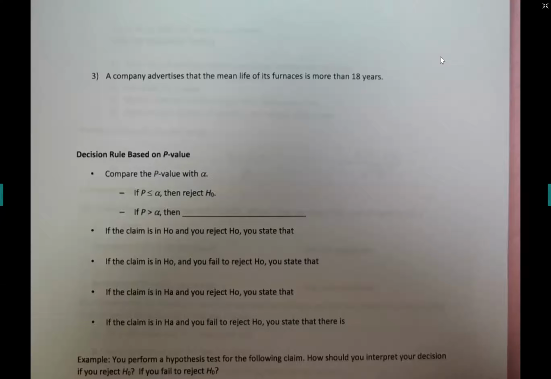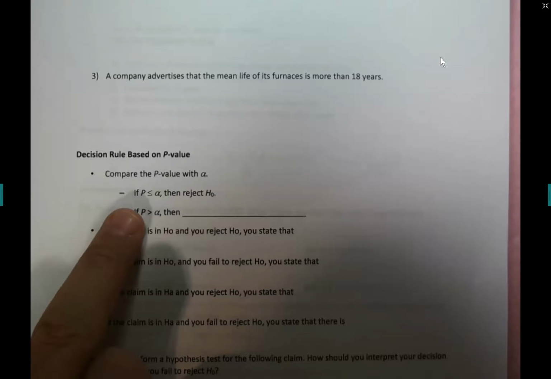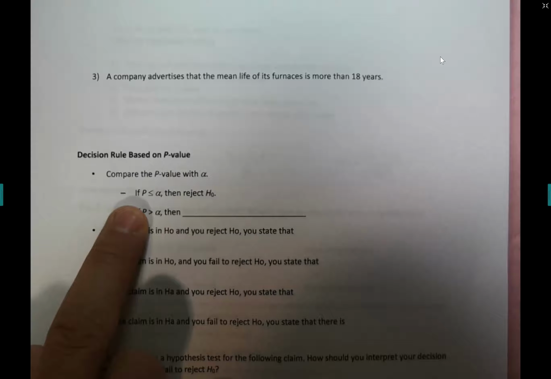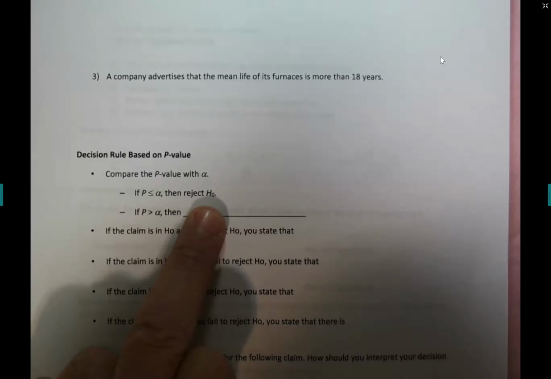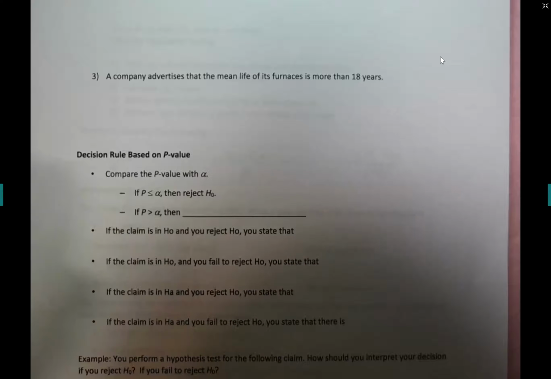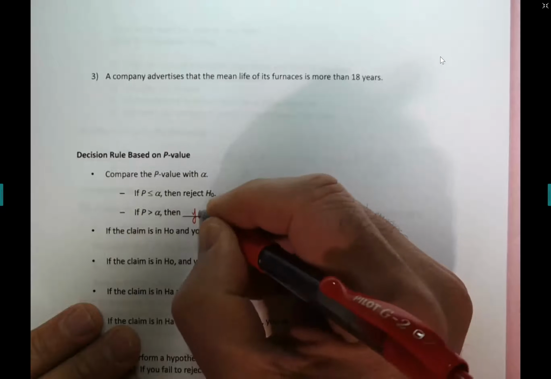We're going to give you the level of significance alpha, and here's how you compare the p-value. If the p-value is less than or equal to alpha, then you reject the null hypothesis. If the p-value is more than alpha, then you fail to reject the null hypothesis.